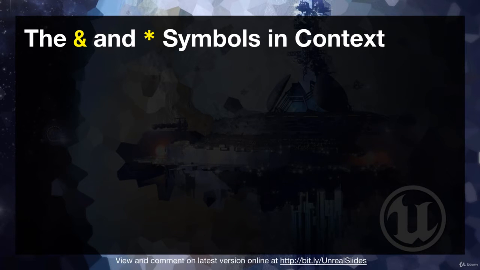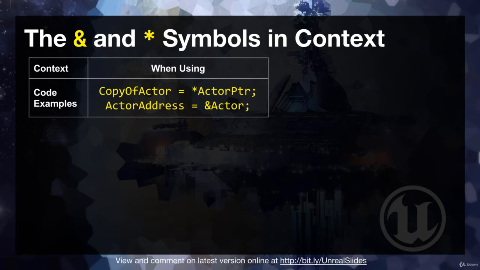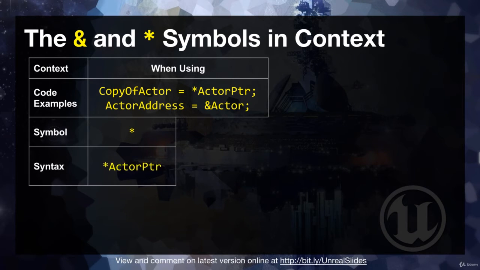So, as promised, what is this star and ampersand all about? Or rather, the ampersand and asterisk. Well, when we are using a variable rather than declaring a variable, they have one set of meanings. So, for example, the star in this context goes in front of the variable, and we can read it as being the contents of actor pointer.